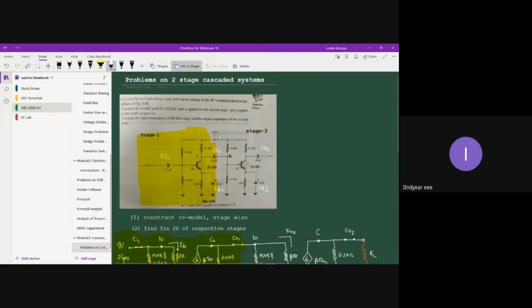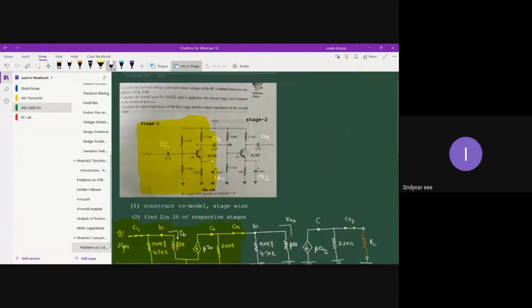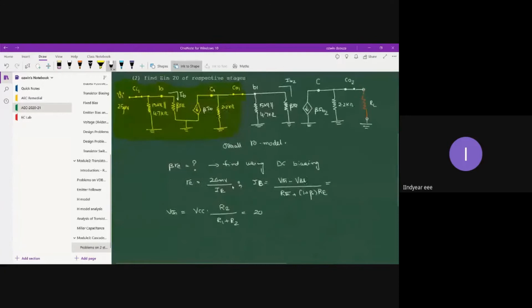Okay, let me show you. VCC is 20 volts, and each transistor has a beta or HFE value of 200, so let's keep that in mind as well. R2 is 4.7 kilo divided by R1 plus R2, 15K plus 4.7K. Can anyone tell me how much you will get VTH as? 4.77. Did anyone get it?